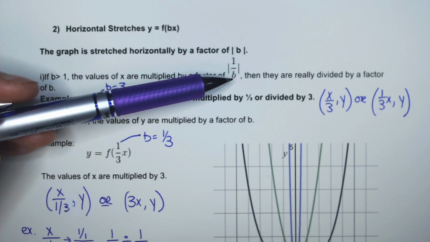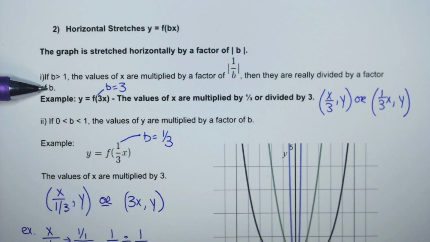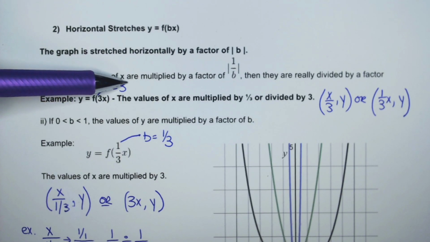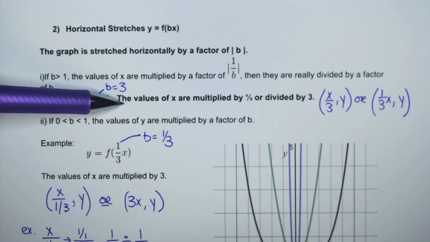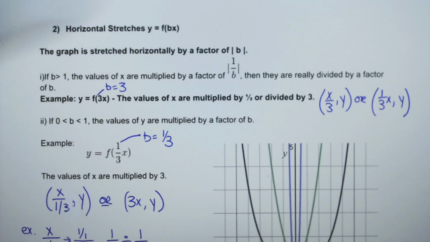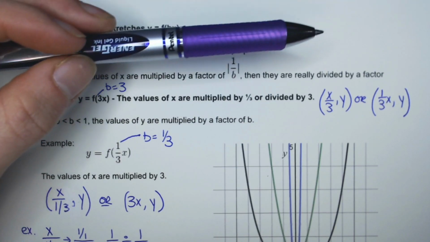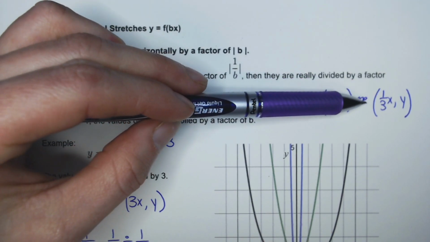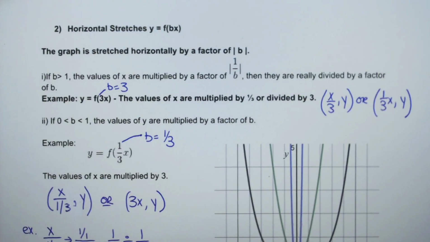And what that means is that they are really divided by a factor of b. So for example, if we have y is equal to f(3x), our b value equals 3. That means that our values of x are either multiplied by 1 over 3 or divided by 3. And as a general format, it would look like this over here: x over 3, y, or alternatively 1/3 x, y.